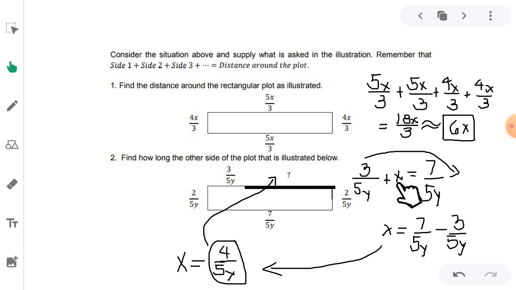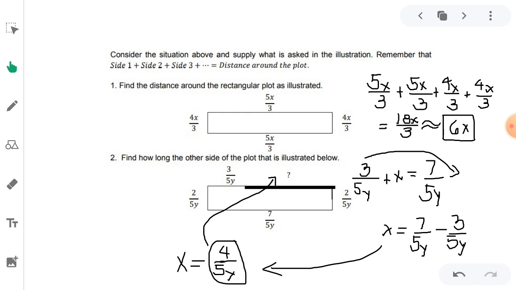So para matira si x dito, we need to transpose the 3 over 5y into the right side. So from positive 3 over 5y magiging negative 3 over 5y. So natira na lang yung ating x. So x is equal to, we need to subtract them. So 7 minus 3 is 4. And then copy the denominator, which is 5y. So the value of our x is 4 over 5y.